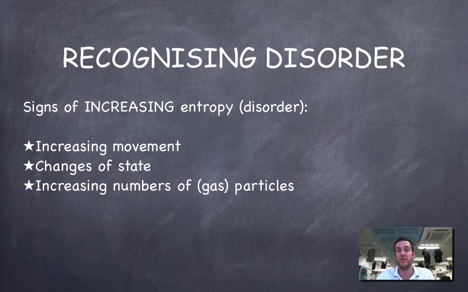If you change state, going from a solid where everything's neatly ordered to a liquid where it's all jumbled up, or to a gas where everything's moving around completely freely, the disorder is increasing and the entropy will increase.